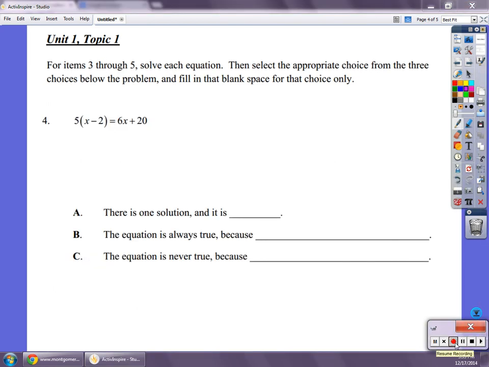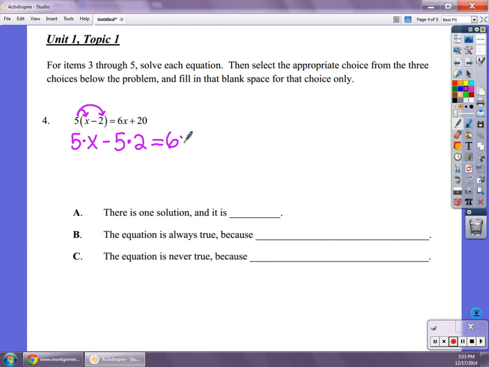Number 4, we have 5 times x minus 2 equals 6x plus 20. Hopefully we notice that the first thing we're going to need to do is distribute our 5 to each term inside the parentheses. So we're going to use the distributive property and multiply 5 times x and 5 times positive 2. Notice I kept the subtraction sign in the middle. And we're going to keep the right side as 6x plus 20.